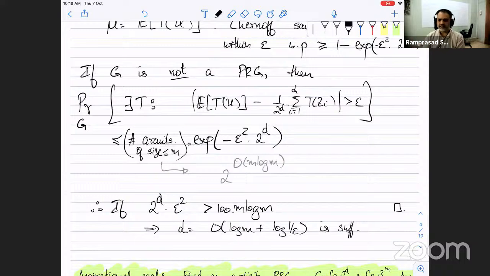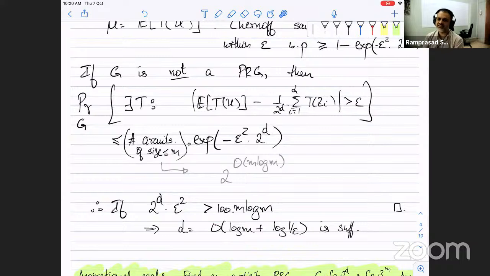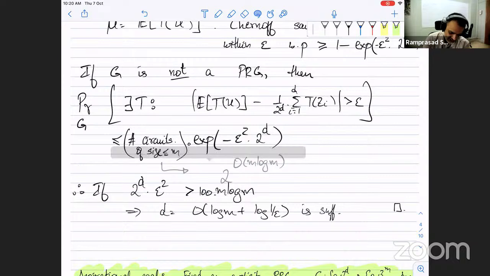Okay, so that tells you that if the seed length was at least as large as, I don't know, some 100 times log M plus log 1 over epsilon, this is certainly going to be true, which means this quantity is really, really close to 0. It's very far away from 1. So which means with very, very high probability, the G that you ended up picking is actually a pseudorandom generator. Okay, so this was a really quick sort of calculation, but hopefully this was clear to you.